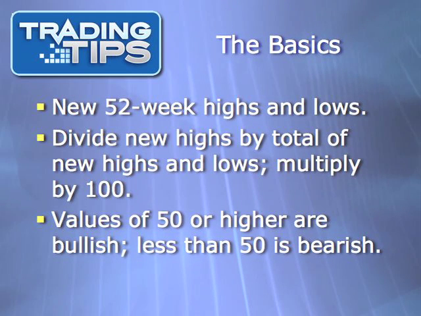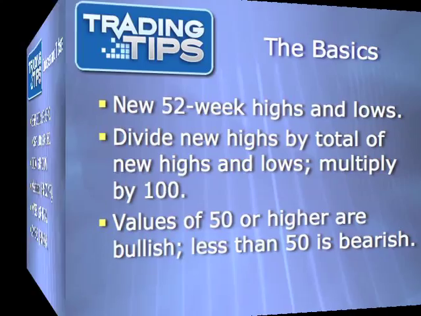The HighLow Index is based on new 52-week highs and new 52-week lows for a particular index or exchange. The formula is simple. Divide the number of new 52-week highs by the sum of new 52-week highs and lows, and then multiply the result by 100. If the number of new highs is greater than the number of new lows, then the result will be greater than 50, which is considered bullish. If the number of new lows is greater than the number of new highs, the result will be less than 50, which is considered bearish. This is the HighLow Index in a nutshell.